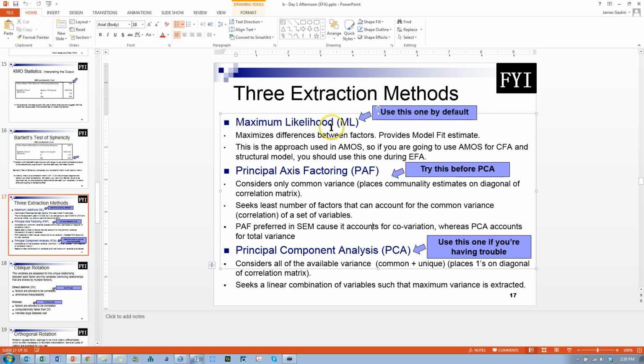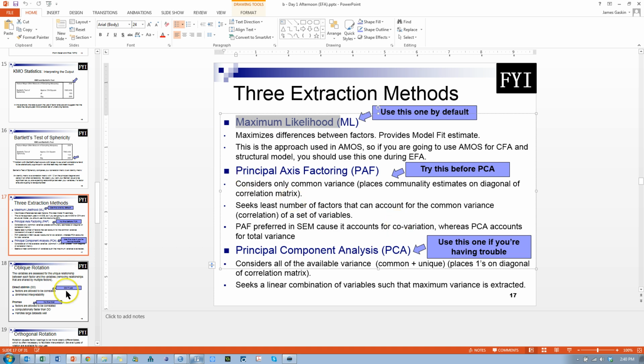I almost always use maximum likelihood, just because that's what Amos is going to use, and so I wanted to try to be consistent. Also because it produces that model fit measure. It produces a chi-square and degrees of freedom when you use maximum likelihood, so I can see right off the bat if I'm going to hopefully have good fit, whereas PAF and PCA don't. PCA is really friendly. It maximizes the correlations and potential factors. PAF, I believe, is the one that seeks the least number of factors possible to account for all the correlations. So this one's really strict, this one's really friendly, and this one's really nice.